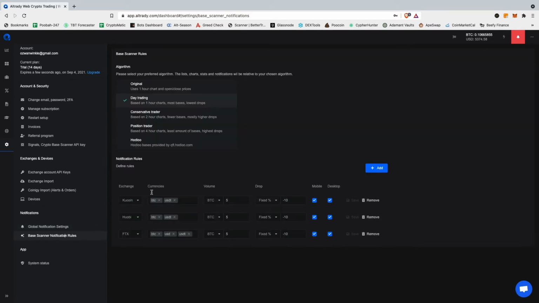Base scanner notification. So again, this is based on the QFL strategy, and this is what the base scanner will show you, whatever you have selected, whether it will be original, which is 1 hour, day trading, which is also 1 hour, but it waits for the candle to close. Conservative is 2 hours, and then position trader is 4-hour candles, and this is just another scanner, and that's about it. So this is how it looks.